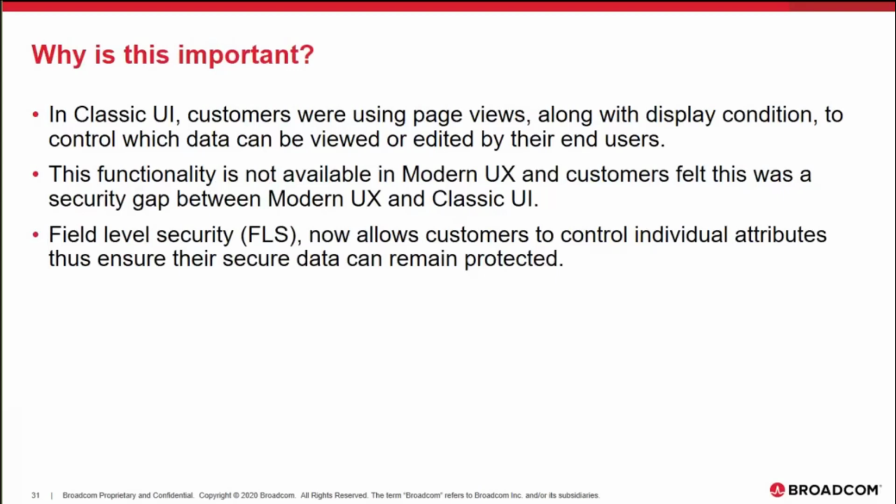The customer's ask was that when they moved to the modern UX, that functionality to be able to control or have a security control over certain attributes was not available, and they felt that as a security gap and could not use the modern UX because of that. Starting 15.8, we now have the option to secure attributes, and you can apply that for individual attributes for the two different objects, which would be ideas and projects.